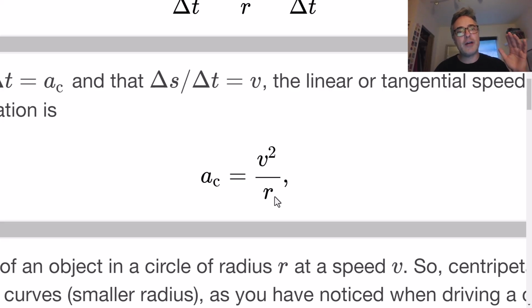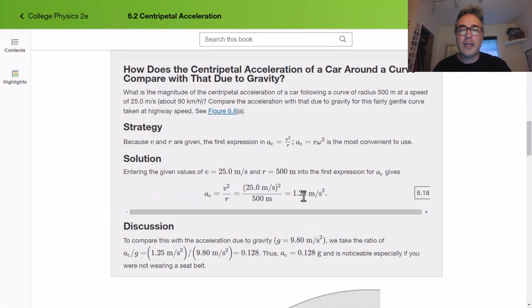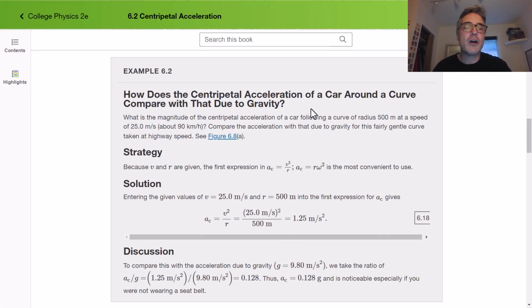This means that if you have a larger circle but the same speed, it requires less acceleration to stay on the circular path. And they give a nice example here of a car going around a curve of radius 500 meters at a speed of 25 meters per second.